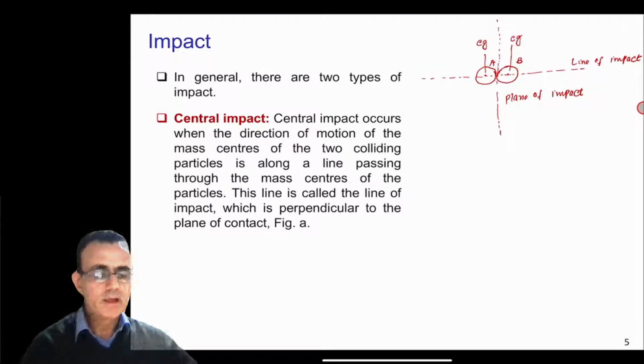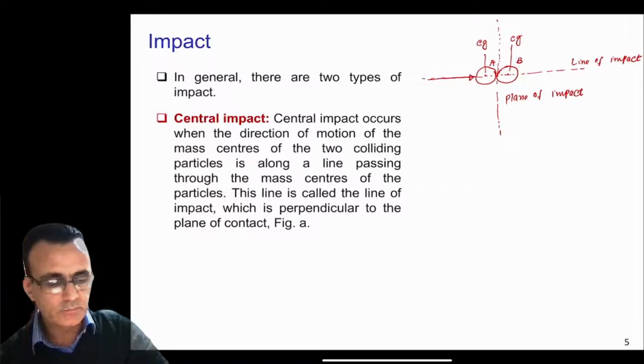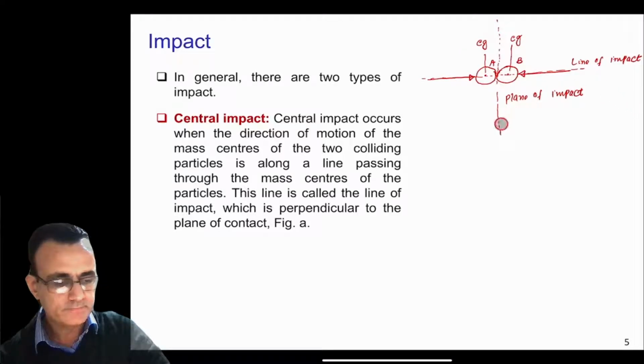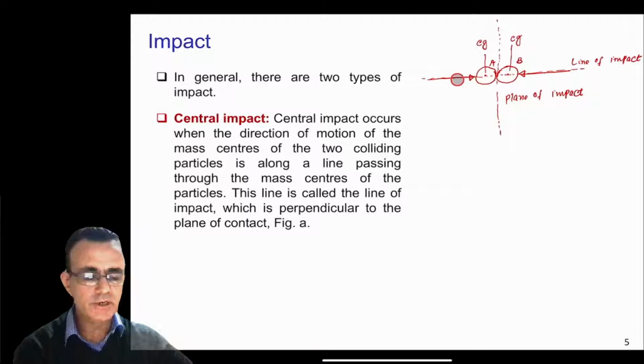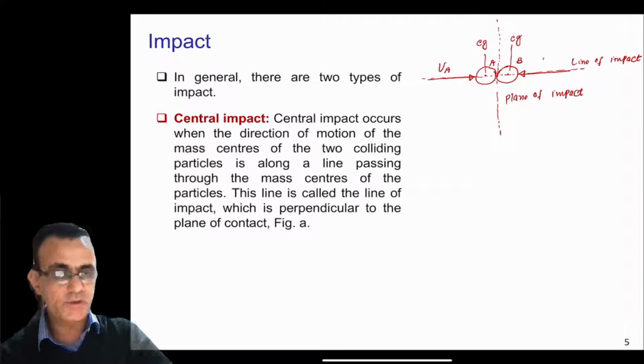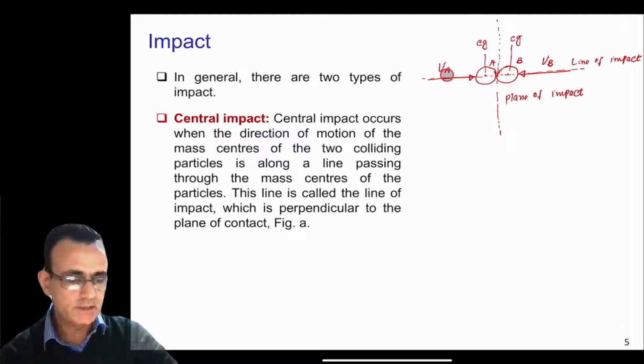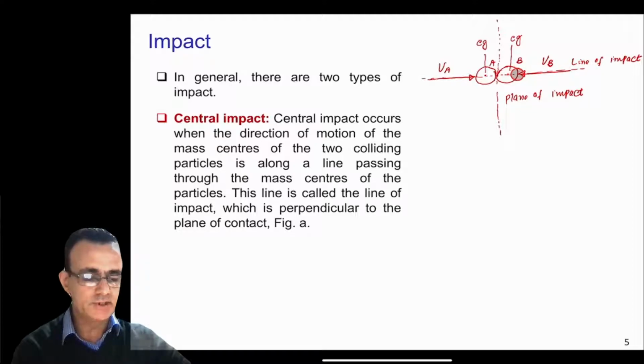Now in this case, if these two particles are moving along the line of impact, this type of collision or impact is what we call the central impact. If you read this statement here, the central impact occurs when the direction of motion of the mass centers of the two colliding particles is along a line passing through the mass centers of the particles. The velocity of particle A is VA here, and the velocity of particle B is VB here. If particle A is moving in this direction and particle B is moving in this direction, this means that velocity A is along the line of impact and velocity B is also along the line of impact. So this type of impact is what we call the central impact.